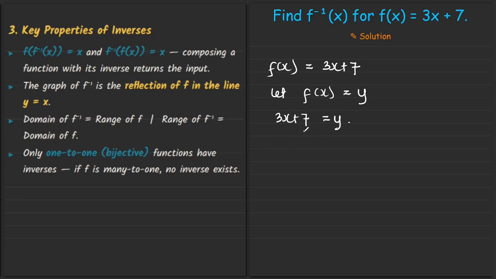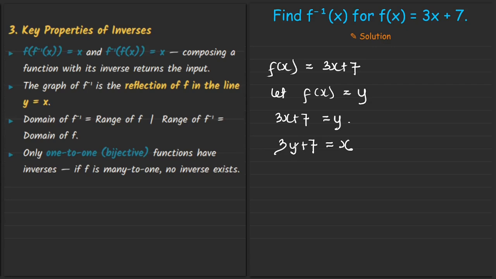Then the next step says we should swap the x and y's. Swapping x and y simply means we have our 3, so instead of this x, I put y, then plus 7. Instead of this y, I'm going to put x. So anywhere we see x, we put y, and anywhere we see y, we put x. Then after this, we solve for y.